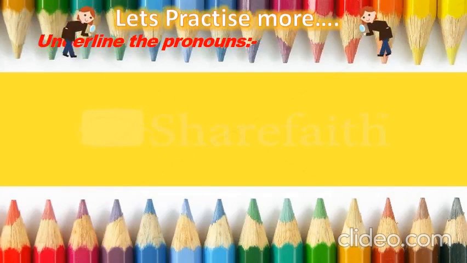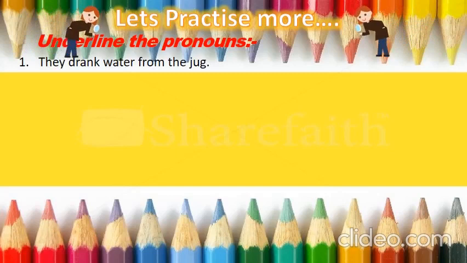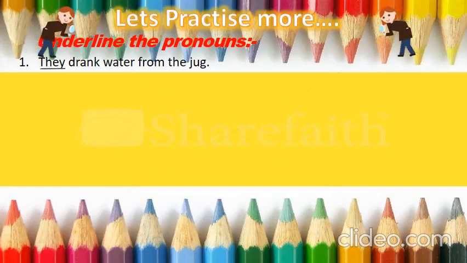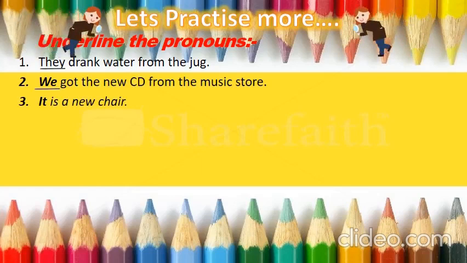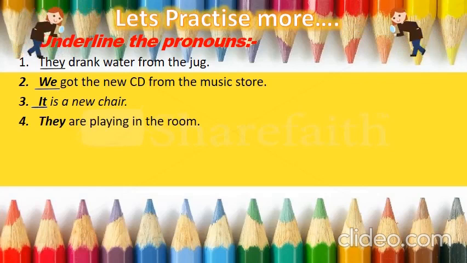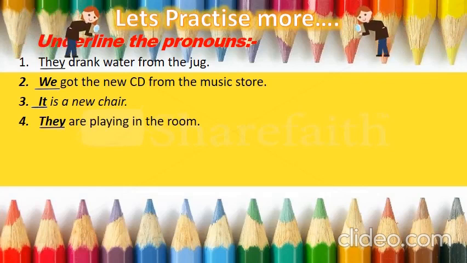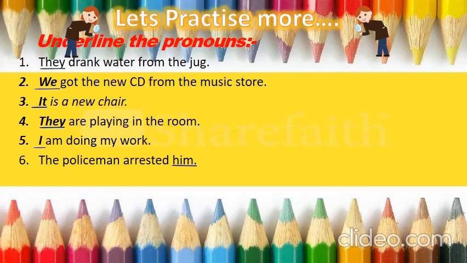Let's have more practice here. Now what are we to do here? We are to underline the pronouns. Just need to identify the pronouns here. They drank water from the jug. What is the pronoun? They. Very good. We got the new CD from the music store. We. And the next, it is a new chair. It. They are playing in the room. Here it is they. I am doing my work. I.